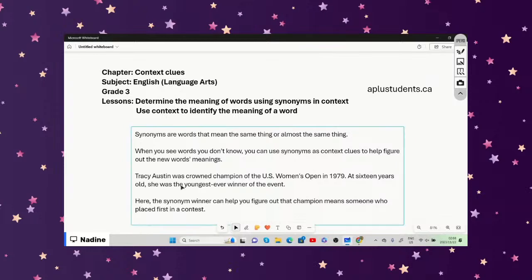And when you see words that you don't know, then you can use synonyms as context clues to help figure out the new word's meaning. Which means that if you see a specific word that you don't know, you can try to come up with a similar word that will mean the same thing or something along those lines.